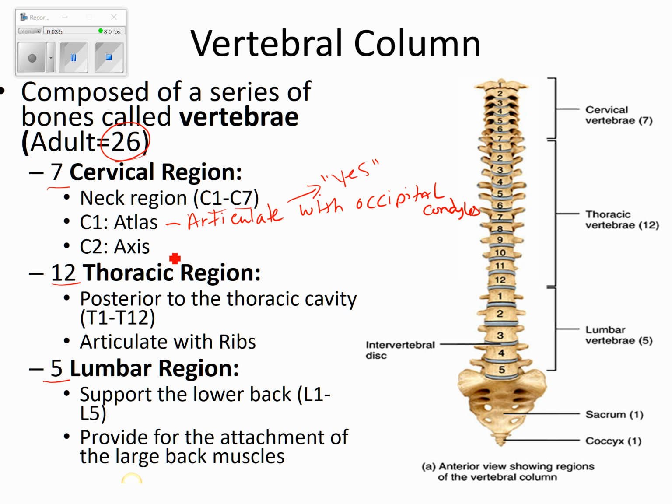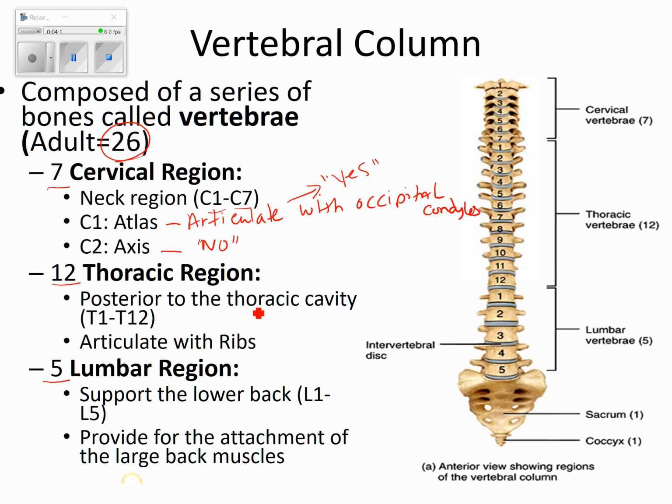C2 is the axis. This one allows you to shake your head side to side in order to say no. It has what they call a dens process, also known as the odontoid process, that fits into the atlas, and it allows a pivot action, and that pivot action allows you to move your head side to side and say no.